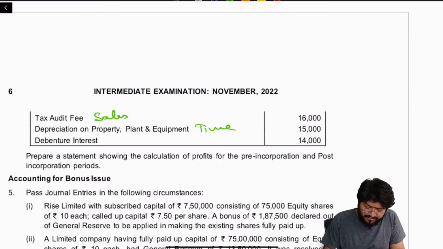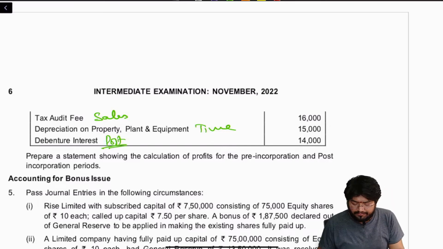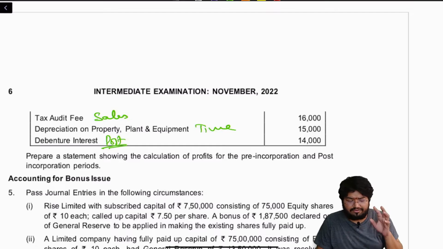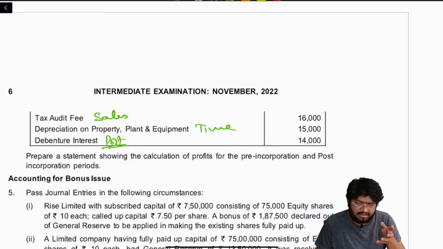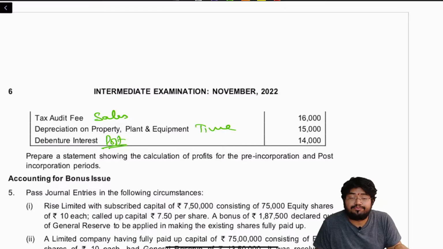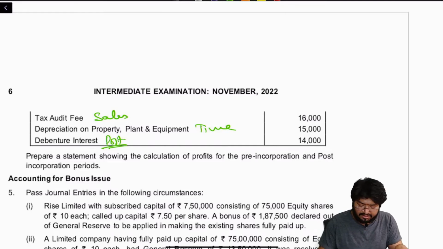Debenture interest, only post. Why? Because debentures will not be there other than in corporates. That's why. Okay, so this is how you do it, and at the end of the day, you will get profit before and after tax, profit post-incorporation. To the extent of profit before incorporation, what would you do with that? Capital reserve. Post-incorporation profit would be taken into P&L. That's all. Excellent. Next.